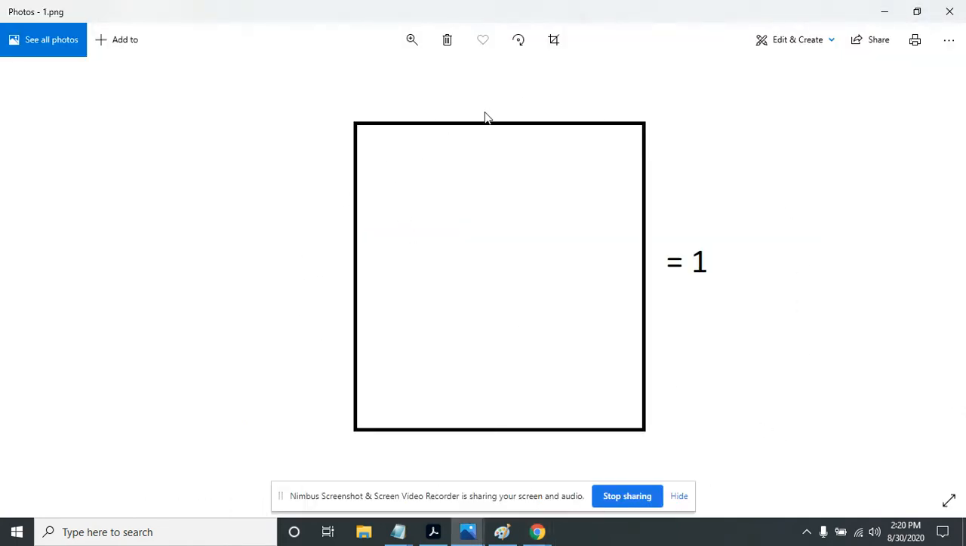So here we have one block. So pretend this block is just representing the number 1, because as you can see, there's just one block there. But we can also break that number apart into numbers smaller than 1, right? So here, look at this block.